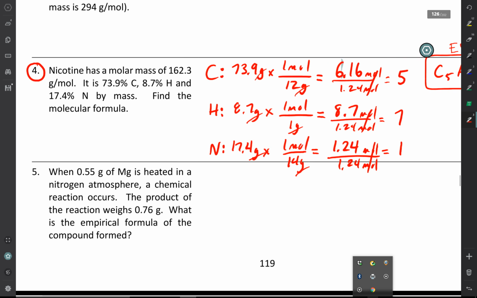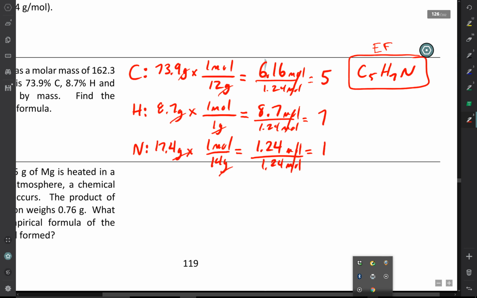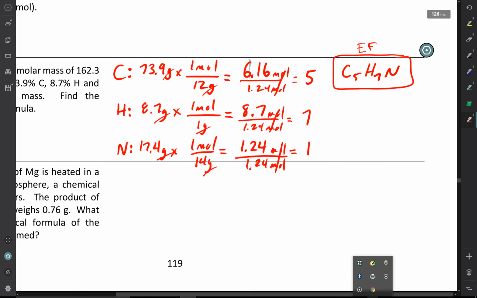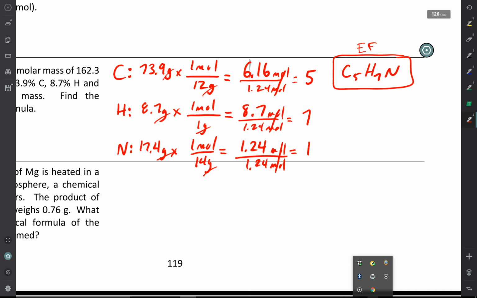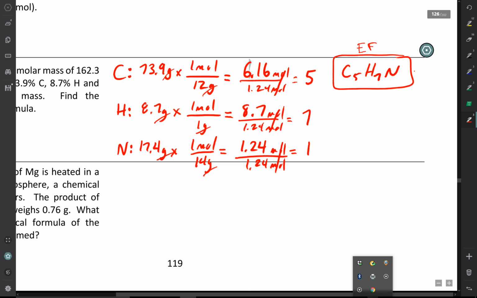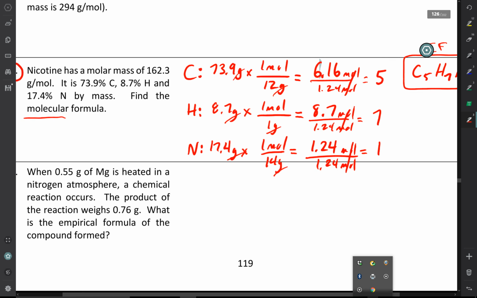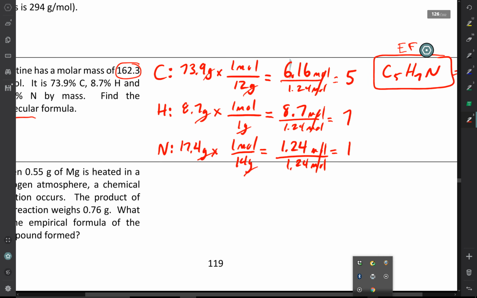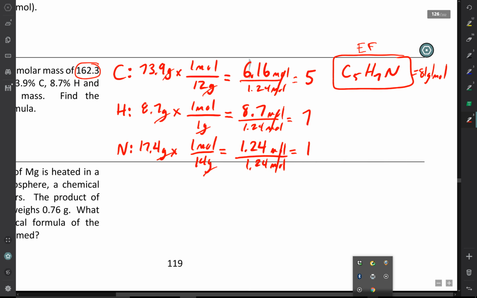The question is asking me to find the molecular formula. So what I need to do is find the molar mass of the empirical formula. 5 carbons, that's 5 times 12, that gives me 60, plus nitrogen, that makes 74, plus 7 hydrogens, this is about 81 grams per mole. I know that the total molar mass of the actual compound nicotine, not just the empirical formula, is 162.3 grams per mole. So I'm going to take 162 and divide it by 81.